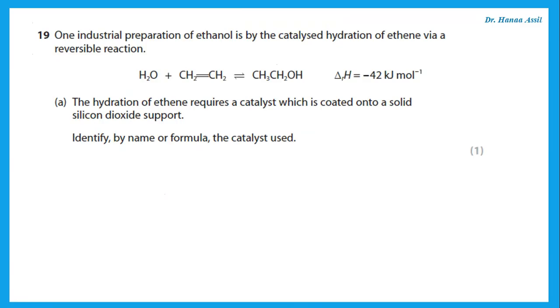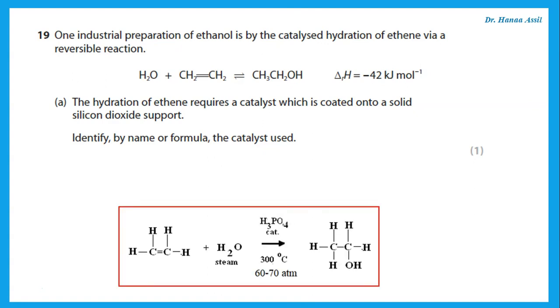One industrial preparation of ethanol is by the catalyzed hydration of ethene via a reversible reaction. So we have this reversible reaction, and we're told the hydration of ethene requires a catalyst which is coated onto a solid silicon dioxide support. Identify the catalyst. So this is hydration of ethene, in which we react the ethene with steam. What was the catalyst? You should know. Phosphoric acid catalyst.